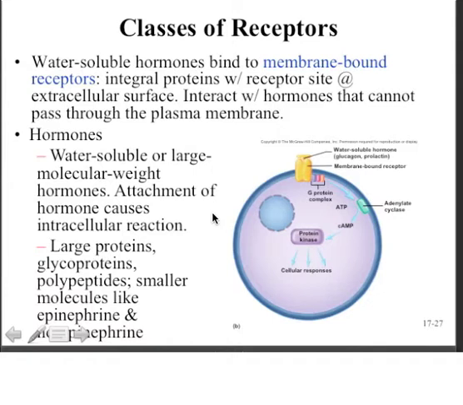Examples of hormones that have receptors on the cell membrane surface are large proteins, glycoproteins, and polypeptides, and smaller molecules like epinephrine and norepinephrine. So you can see the model here, which invokes a G protein.